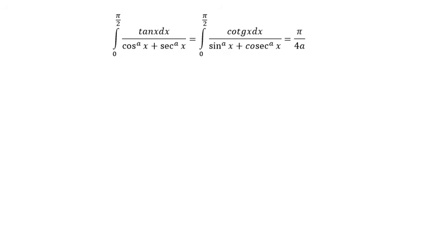The topic today is the integral. We have the integral from 0 to π/2 of tan x dx over cosec x to the power of a plus sec x to the power of a, equals the integral from 0 to π/2 of cot x dx over sin x to the power of a plus cosec x to the power of a, equals π over 4a. So I will show the technique how to answer this one.